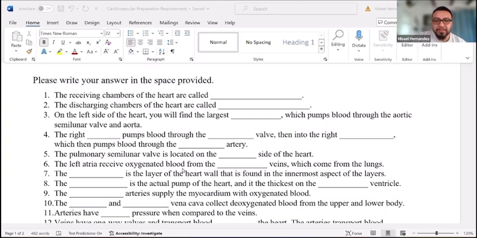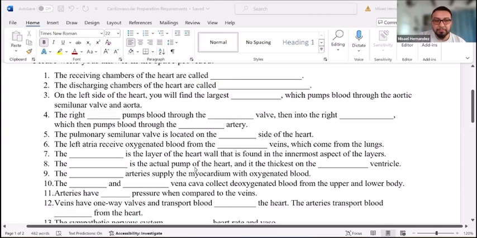Hint, hint. Number seven, the blank is the layer of the heart wall that is found in the innermost aspect of all three layers. Number eight, the blank is the actual pump of the heart, and it is the thickest on the blank ventricle. Number nine, the blank arteries supply the myocardium with oxygenated blood.